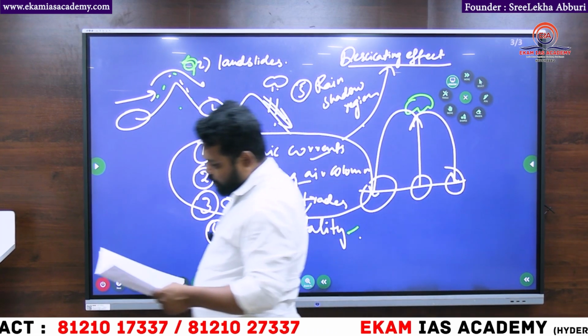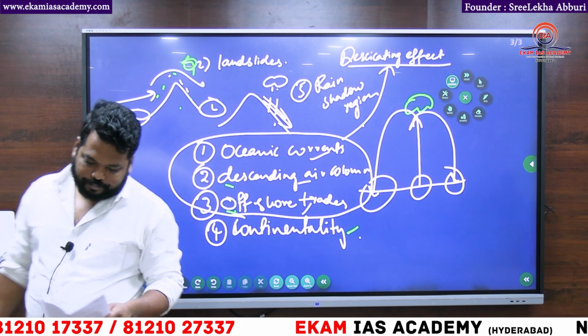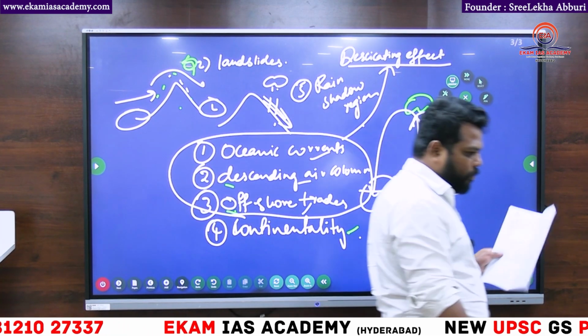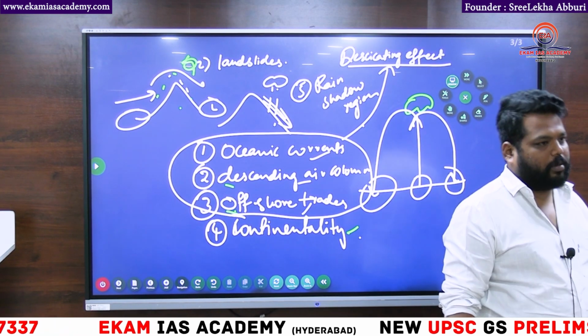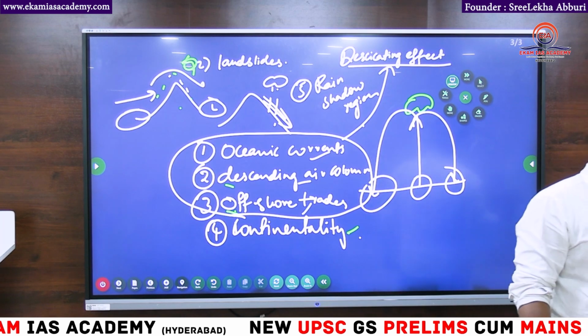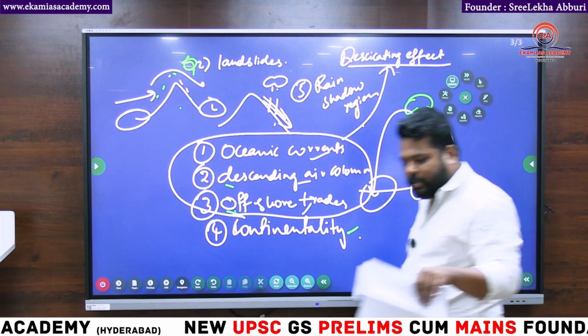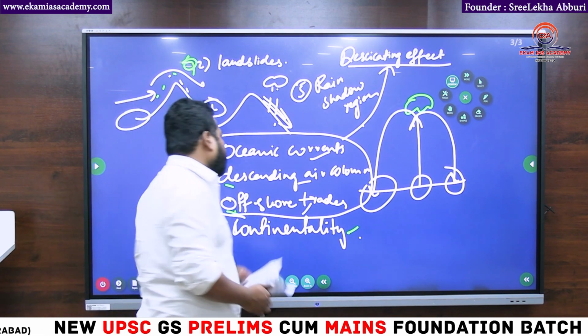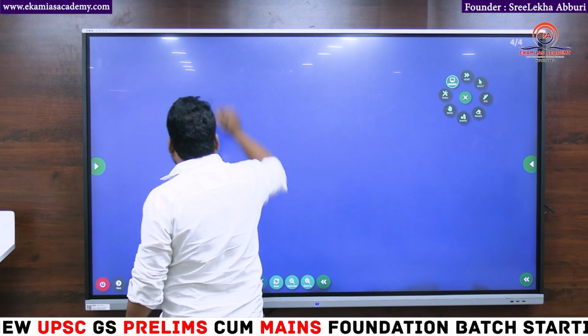Question number 1, bring out the causes for formation of heat island in urban habitat of the world. Same question as it is has appeared in UPSC. Discuss the causes for the formation of urban heat island. First of all, my question is, what is urban heat island?